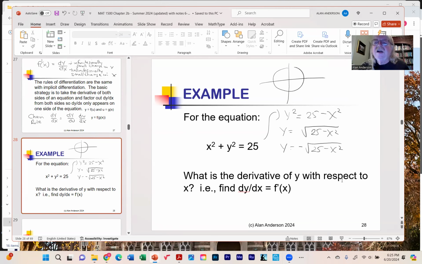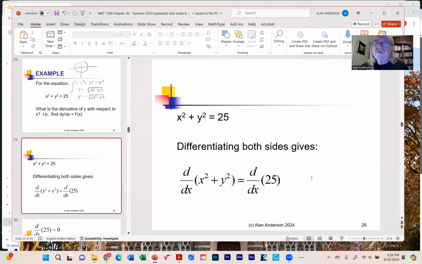Anyway, so why don't we find dy/dx? First things first. Of course, you know that we're allowed to apply any technique to both sides of an equation without affecting the results. So why don't we take the derivative of both sides with respect to x? Okay, great. Now, look what happens. On the right-hand side, this is easy because we end up with a 0.